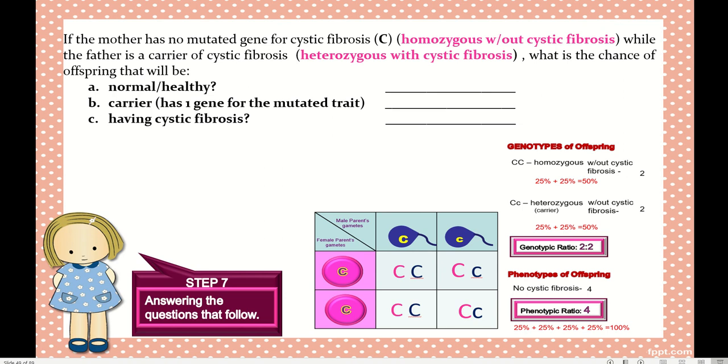So that's how we trace how traits are passed from one generation to another using the monohybrid cross and using the Mendelian pattern of inheritance. However, take note, not all diseases or traits are passed this way. This is just one simple trait following the Mendelian laws of inheritance.